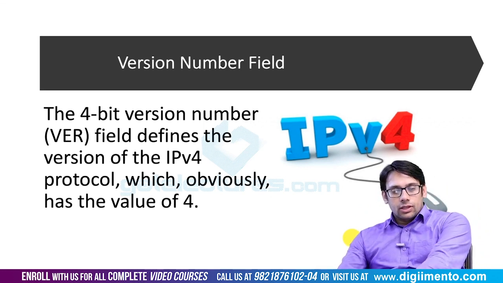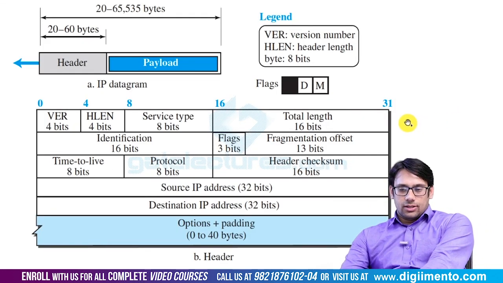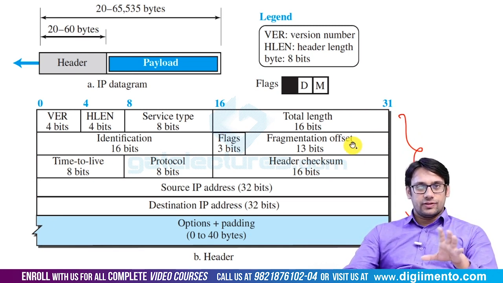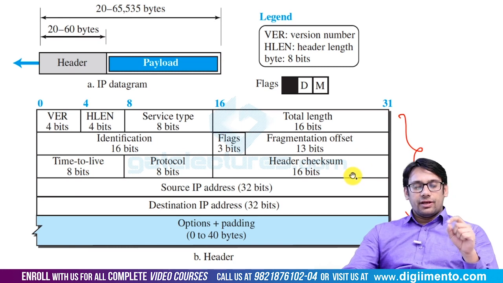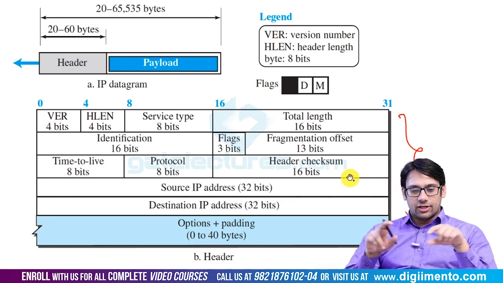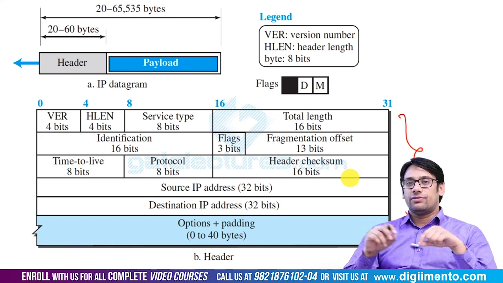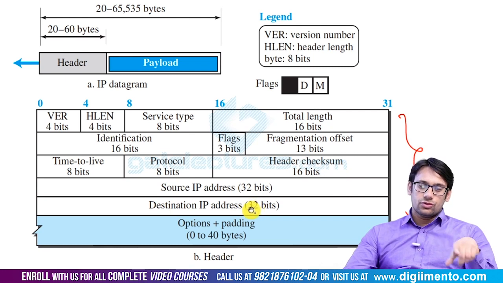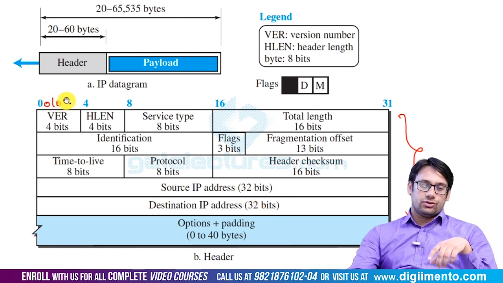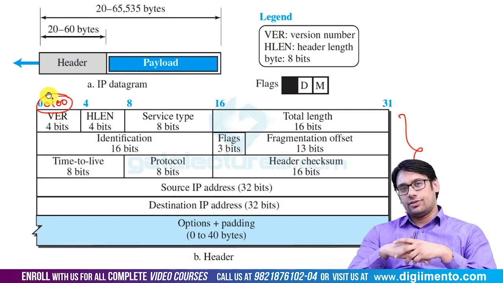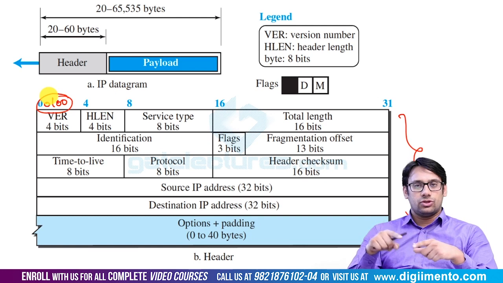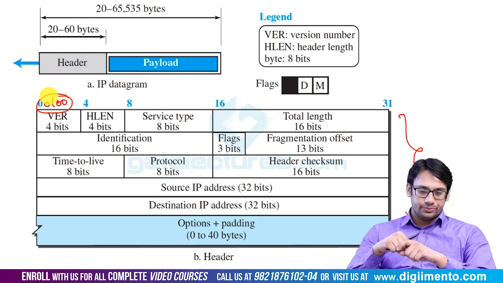Okay. Now, do one thing, make this entire header in your notebook. Try to make a diagram for this entire header. And when I discuss every field, just refer to your notebook, to that page where you have drawn this header, and I'm going to take each and every field one by one. So the first field here is version. Version is 0100. So it stores these 4 bits of information, which says that the version is 4. If you convert this binary number to decimal, then you will say the version is 4.